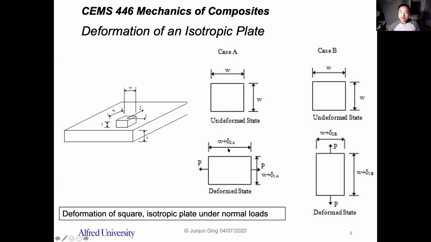A is the case A. Of course, you have the deformation delta 2A. This delta 2A, the negative. No, sorry. This is delta 2A. So I think there is a bit of a problem here.